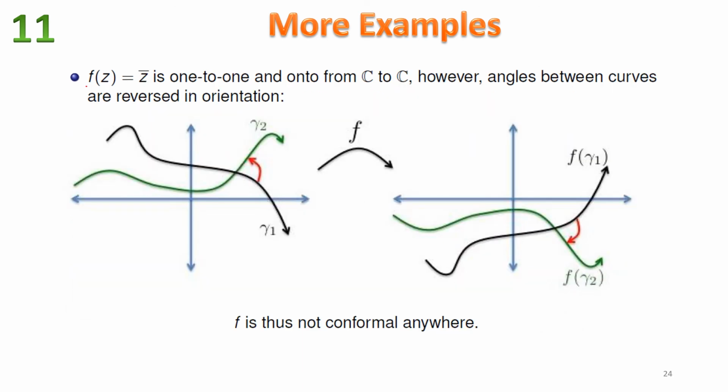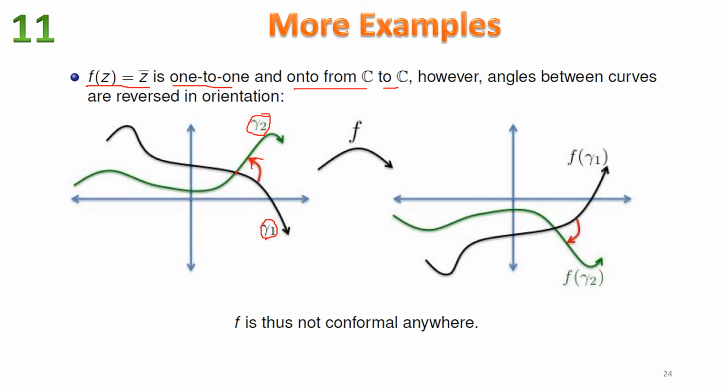Now let us consider a very interesting example. f of z equal to the complex conjugate of z, that is z bar, is 1 to 1 and onto from the complex plane to the complex plane. However, the angles are reversed. What happens? We have two curves. This one is gamma 1 and the other one is gamma 2. These two curves intersect at a point, and the angle between them can be obtained by drawing tangents to these curves at that point and measuring the angle from gamma 1 to gamma 2 as indicated by the arrow here.